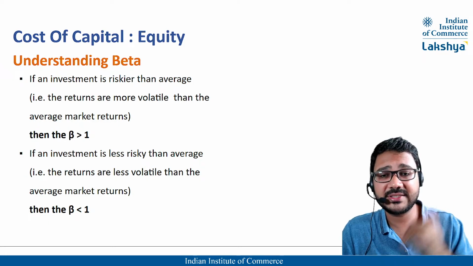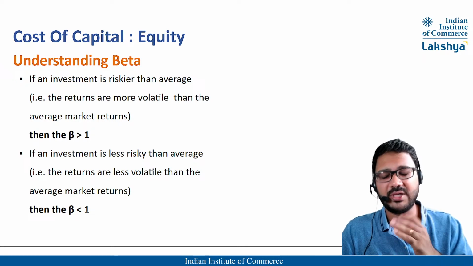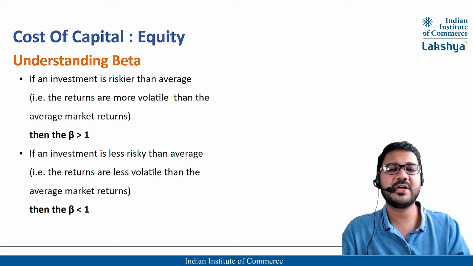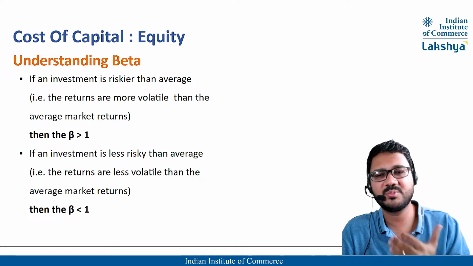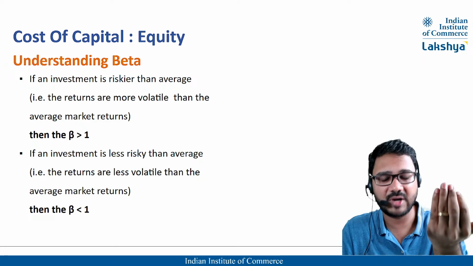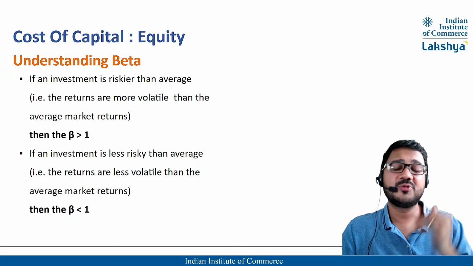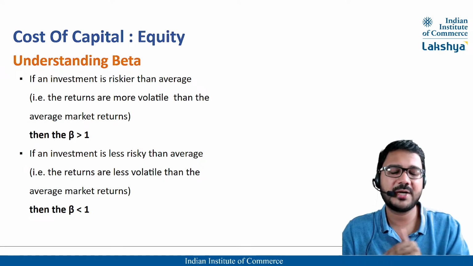If an investment is less risky than the average, which basically means that the returns are less volatile than the average market returns, then your beta will be less than 1. Like Unilever, which basically says that if the markets are moving by, say, 1% up or 1% down, Unilever stock will just move by 0.2% up or down.